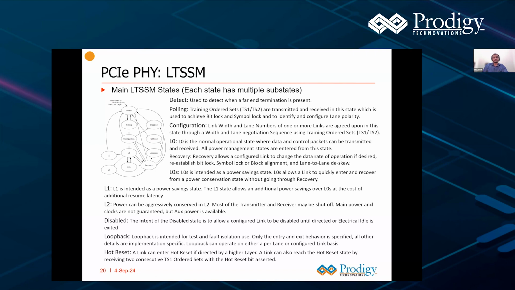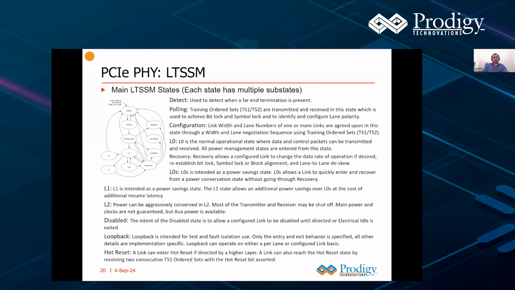Now, if Gen 4 is supported by both, then the sequence is Gen 1 detect, polling, configuration, Gen 1 L0, then it goes to recovery, changes the speed to Gen 3, does the equalization, comes back to Gen 3 L0, then again it switches to recovery, changes the speed to Gen 4, does the Gen 4 equalization and comes back to Gen 4 L0. For Gen 5, it is the same.